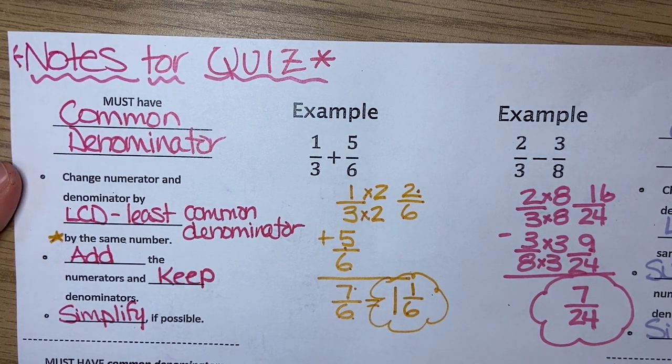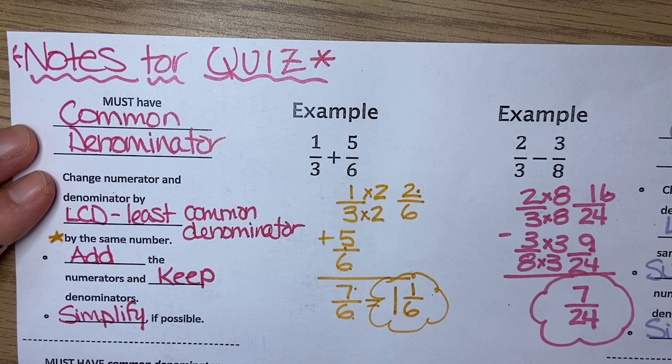So big things to keep in mind. Make sure that they have a common denominator. We're going to start with adding, subtracting, then adding mixed numbers and subtracting mixed numbers.